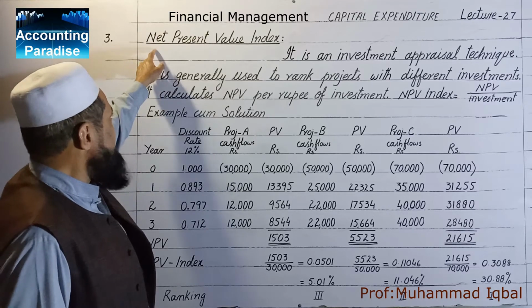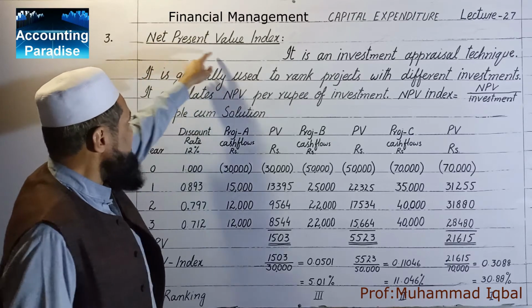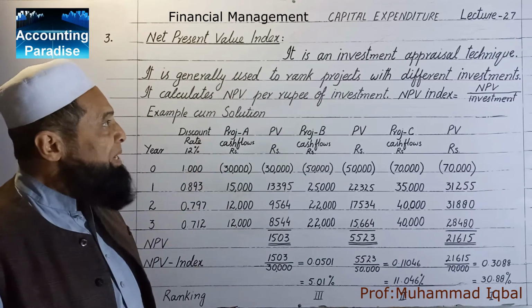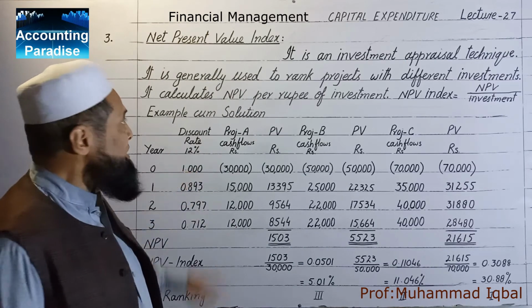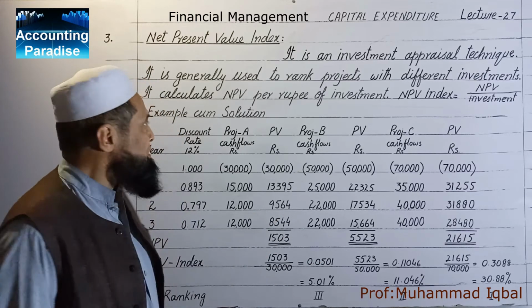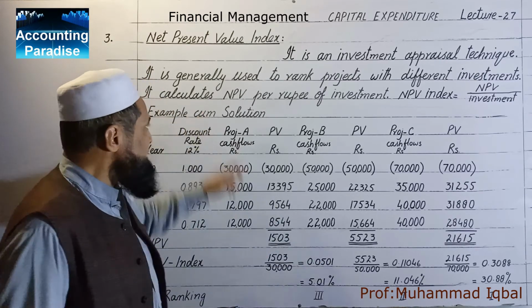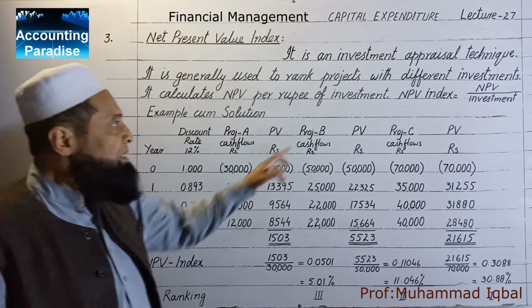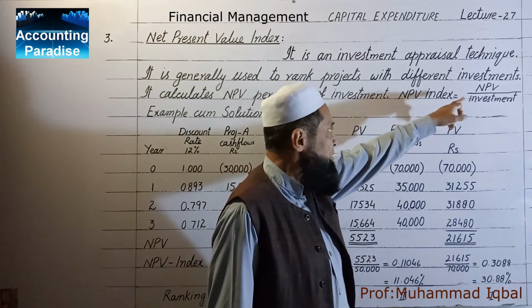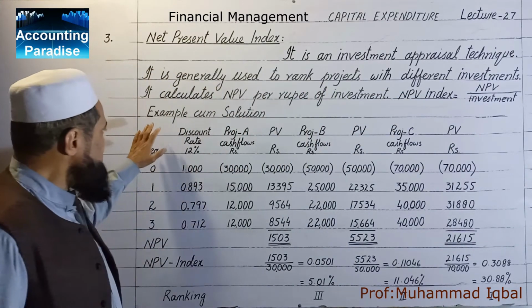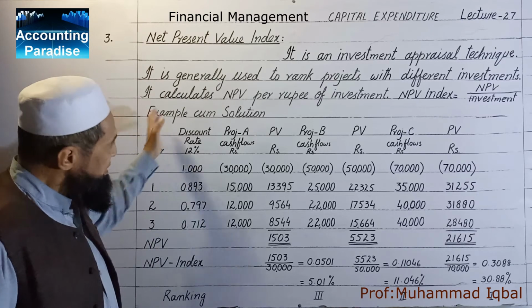The next appraisal method is net present value index. It is an investment appraisal technique. It is generally used to rank the projects with different investments. It calculates net present value per rupee of investment. The formula is: net present value index is equal to net present value over investment. Now the example is with a solution.